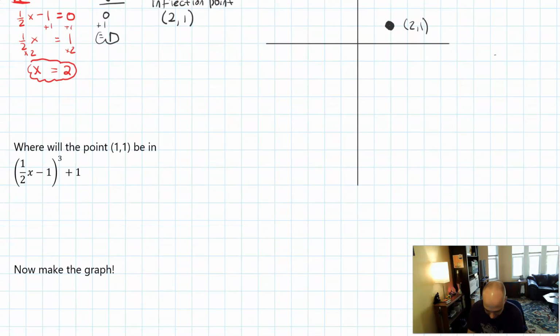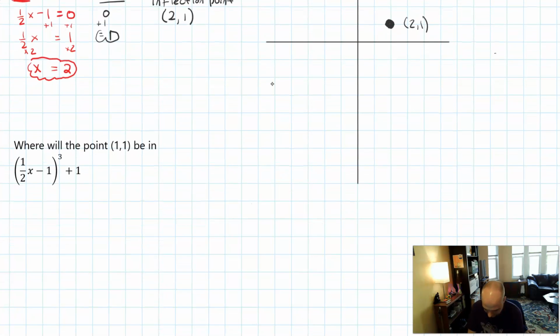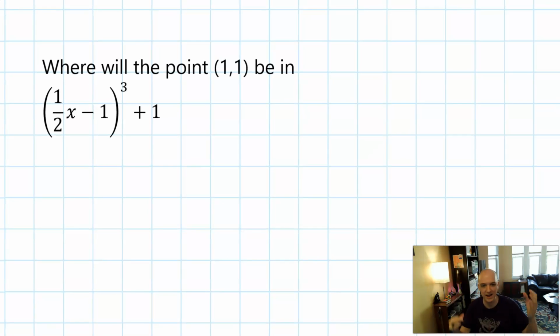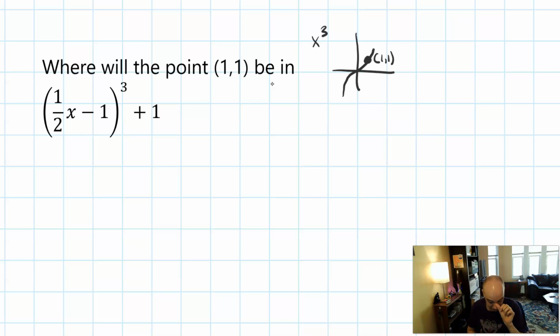I know that in the parent function, because if I know 2 points and I have the symmetry of x cubed, I'll be able to make this graph, because then I'll really have 3 points. I know that in the parent function x cubed, right after the inflection point, it passes through 1, 1. So I'm going to do the same deal, figure out where 1, 1 is going to map to.